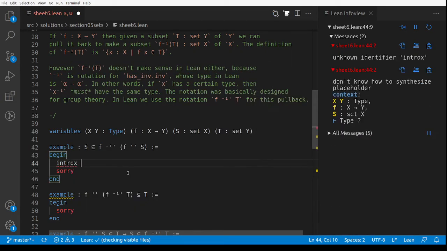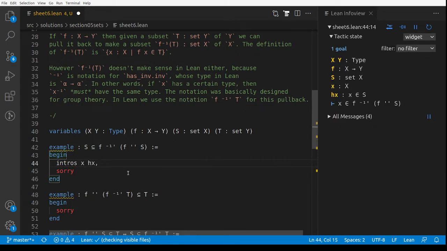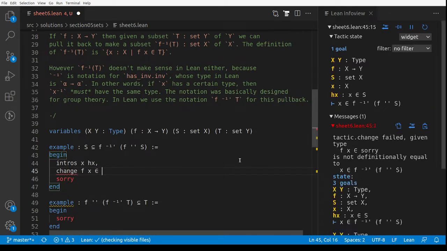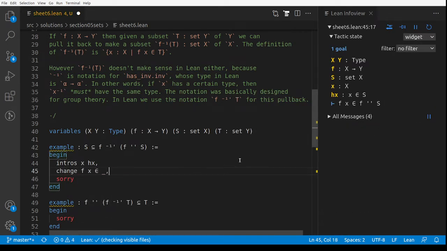So let's just do intros x hx to see where we are. So little x is an arbitrary element of capital X, and the hypothesis is that it's in S. And now the question is, why is x in the pullback of the push forward of S? And the definition of x being in the pre-image f inverse of something, we could change this to f of x is in something, right? Yeah. So that's the definition.